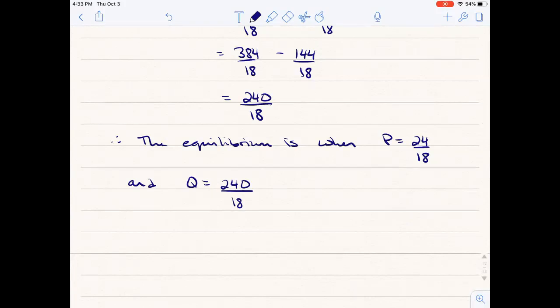Don't forget to do both because it's worth 2 marks or maybe even 4 marks each, right? But the P is worth half and the Q is worth half. So when you only give me one of them, I get so sad. So just remember to give me both. Any questions about that one?